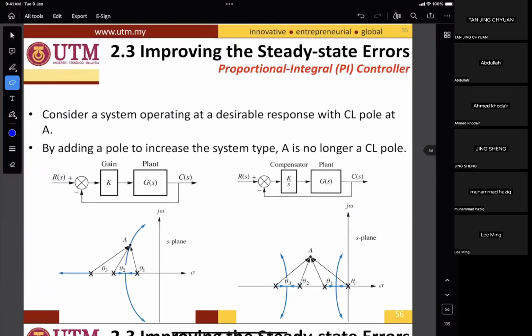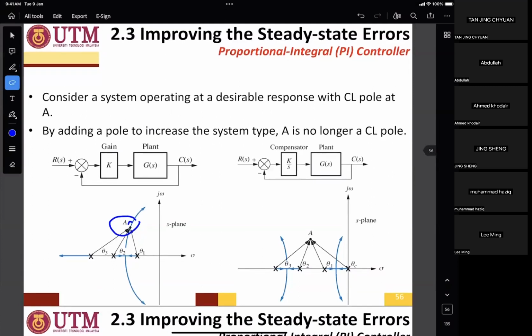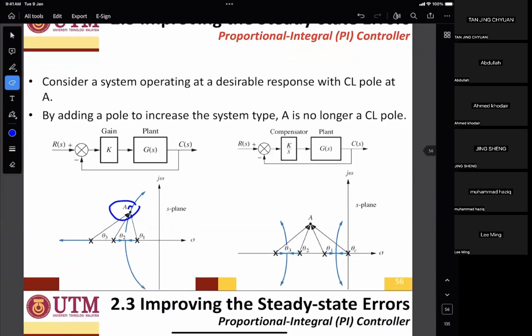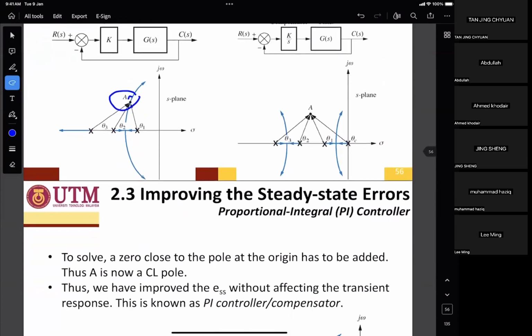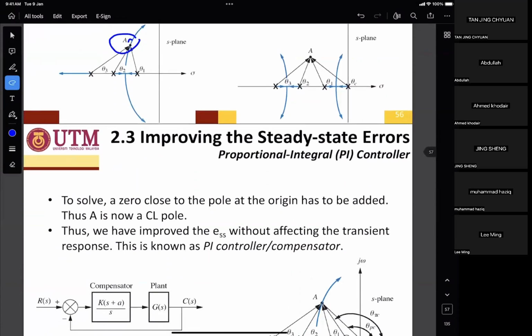Consider a system operating at the desirable response with the closed loop pole A. By adding a pole to increase the system type, A is no longer a closed loop pole. It will go to another point, which will increase the system type and make the system error go from a final value to 0.